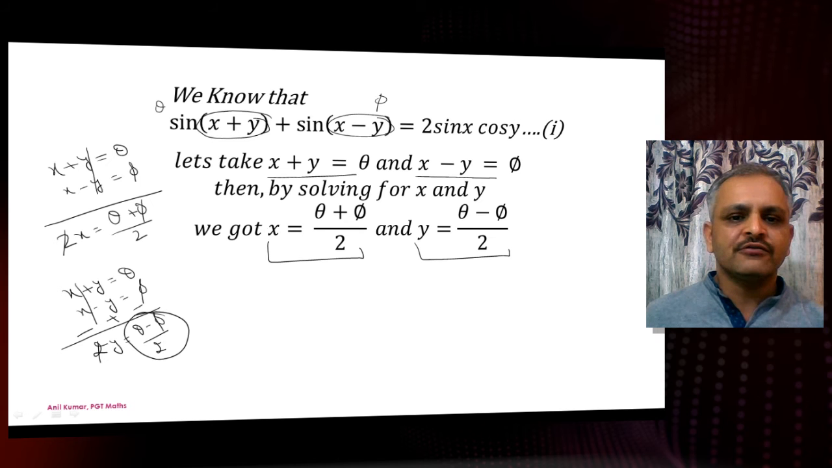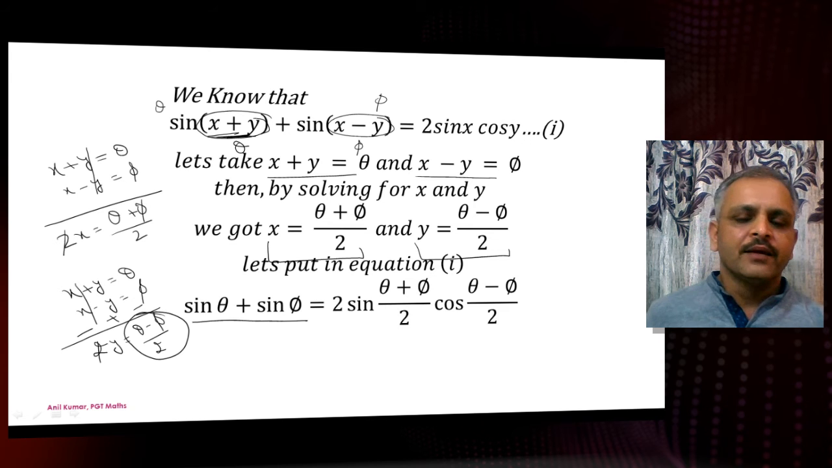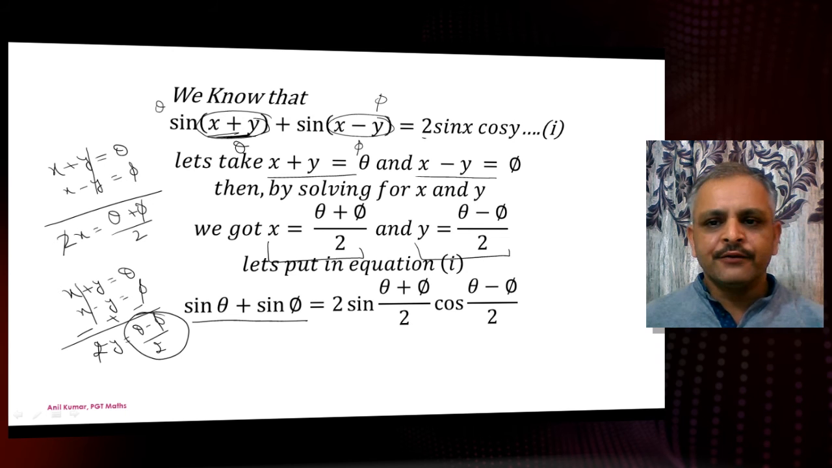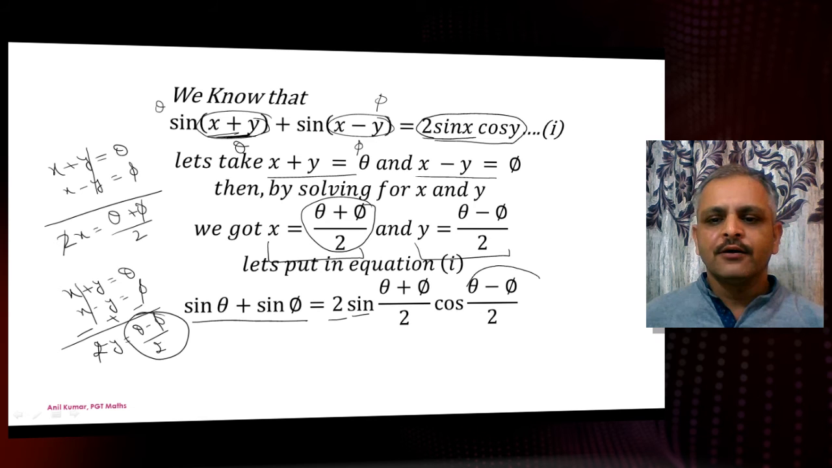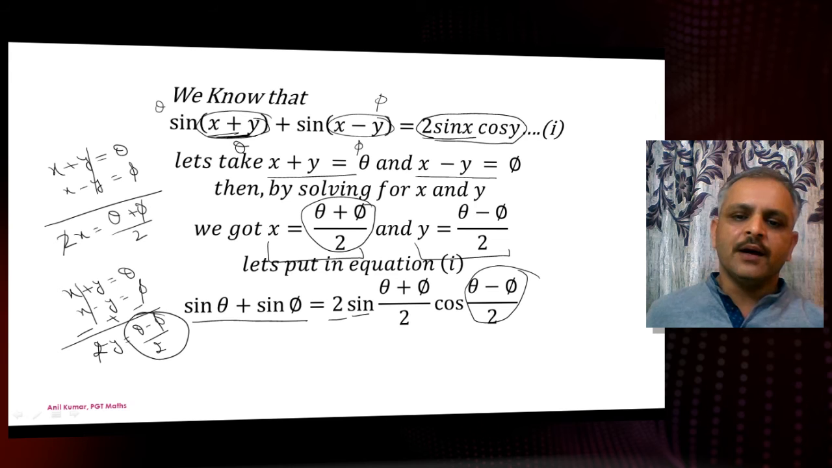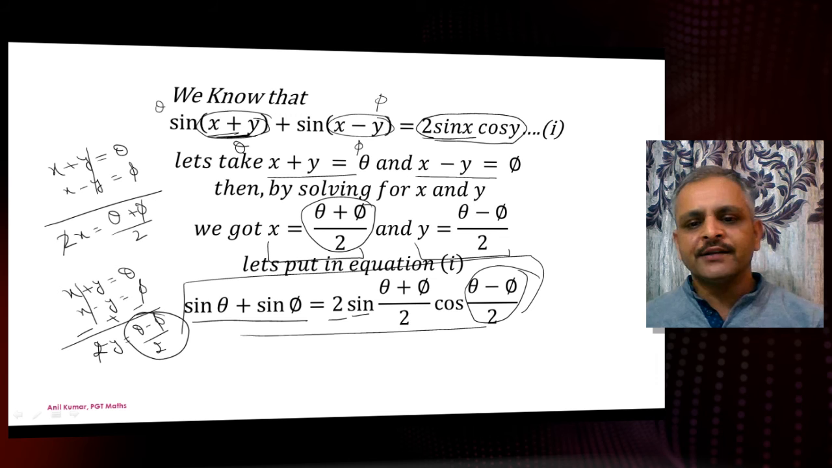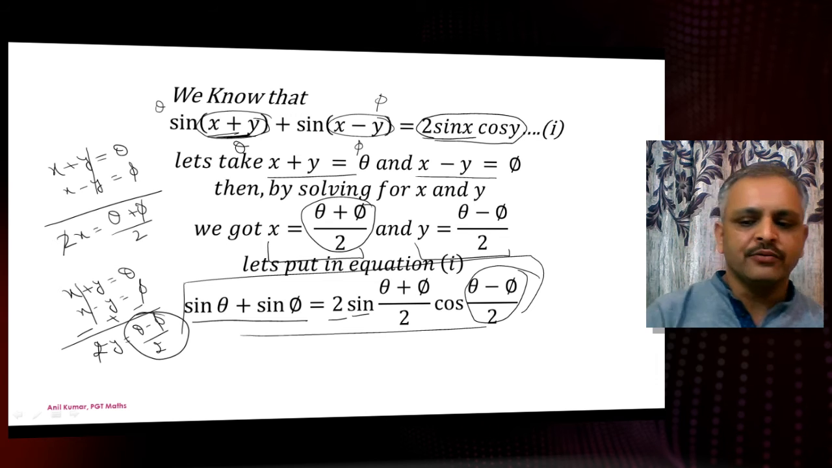So what we have to do is just replace this. See, x+y is equal to theta, x-y is equal to phi. So the left hand side will become sin theta + sin phi, and the right hand side, 2 sin x cos y, will become 2 sin of (theta+phi)/2 and cos of (theta-phi)/2. So this is my factorization identity: sin theta + sin phi is equal to 2 sin (theta+phi)/2 cos (theta-phi)/2.